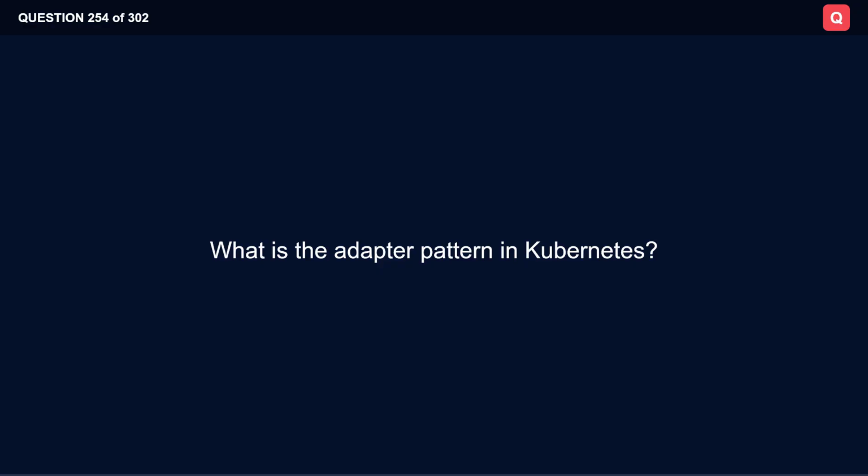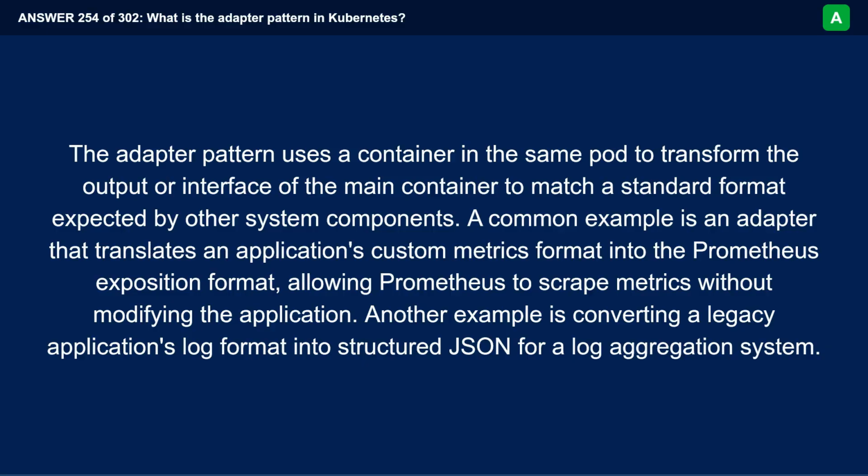What is the adapter pattern in Kubernetes? The adapter pattern uses a container in the same pod to transform the output or interface of the main container to match a standard format expected by other system components. A common example is an adapter that translates an application's custom metrics format into the Prometheus exposition format, allowing Prometheus to scrape metrics without modifying the application. Another example is converting a legacy application's log format into structured JSON for a log aggregation system.